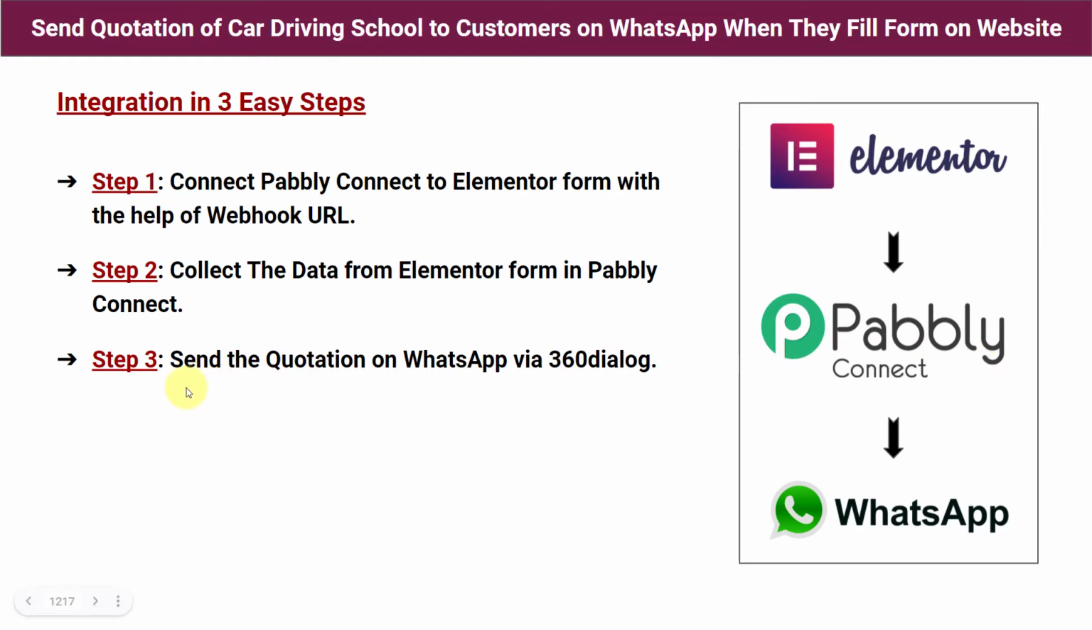Okay. Now step 3 is send the quotation on WhatsApp via 360 dialog. So finally we are going to send the quotation on the WhatsApp account of the person whose data we have collected here in Pabbly Connect. And to do this we are going to use another application which is called 360 dialog. Okay. So I'll tell you what 360 dialog is later on in this video. First of all, let's jump back to our step 1 and open Pabbly Connect.